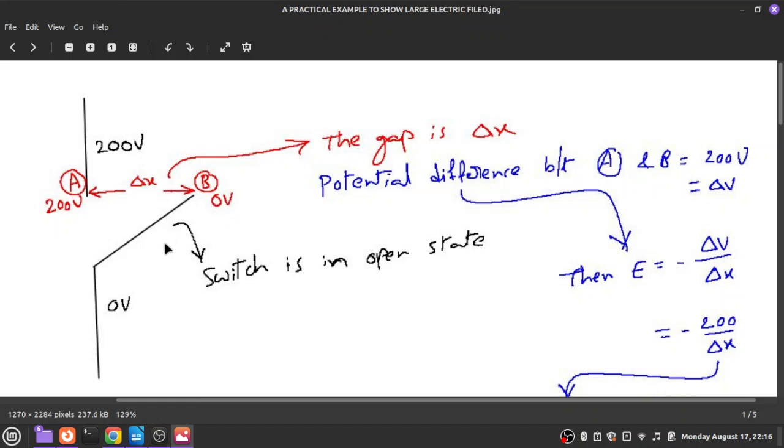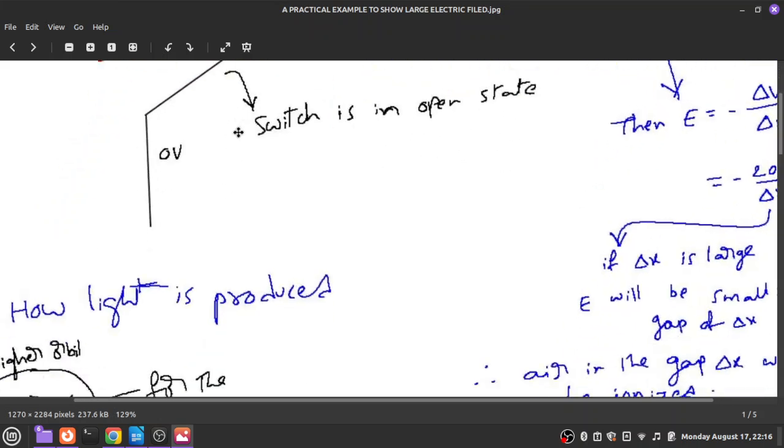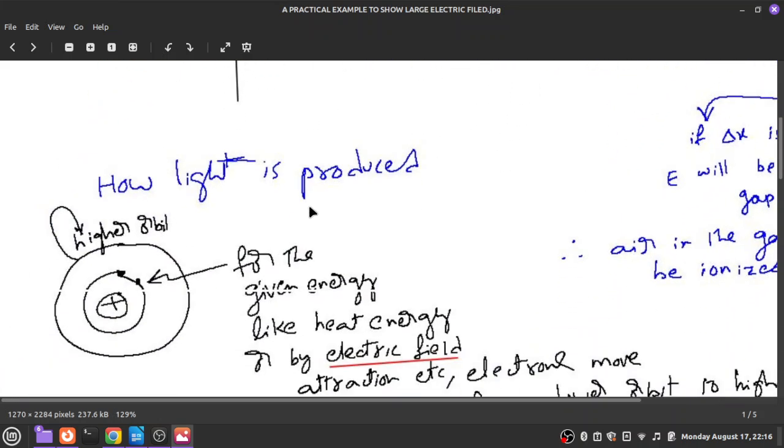Here the point is, once you throw the switch suddenly at very high speed, sometimes you observe sparks. Why are such sparks produced? That is the question. To understand that, first let us see how light is produced.